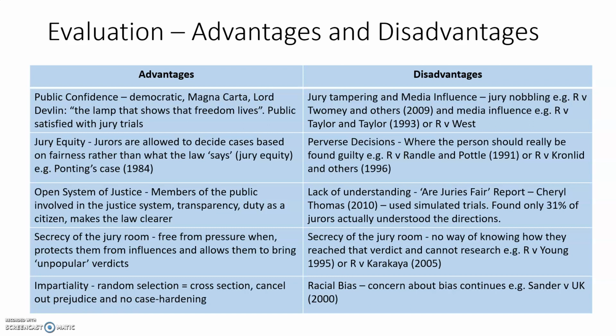So there's questions there as to whether you can get really a fair trial if the media is interfering. Jury equity is where jurors are allowed to decide cases based on fairness rather than what the law says. We saw that in Ponting's case. The guy clearly broke the Official Secrets Act, but the jury decided it was fair what he did and acquitted him, and jurors are allowed to do that. However, that causes perverse decisions, and that's where the person should really be found guilty because they have broken the law, and you can see both examples of those in Randall and Pottle and Cronlid as well.